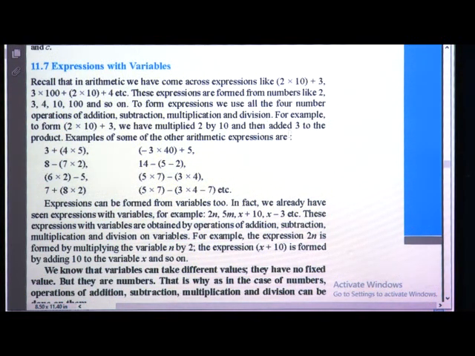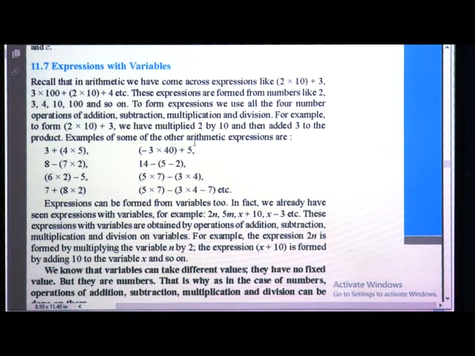For example, to form 2 into 10 plus 3, what do we require here? First 2 is multiplied by 10, where the operation of multiplication is used, and this 2 into 10 is then added to 3.